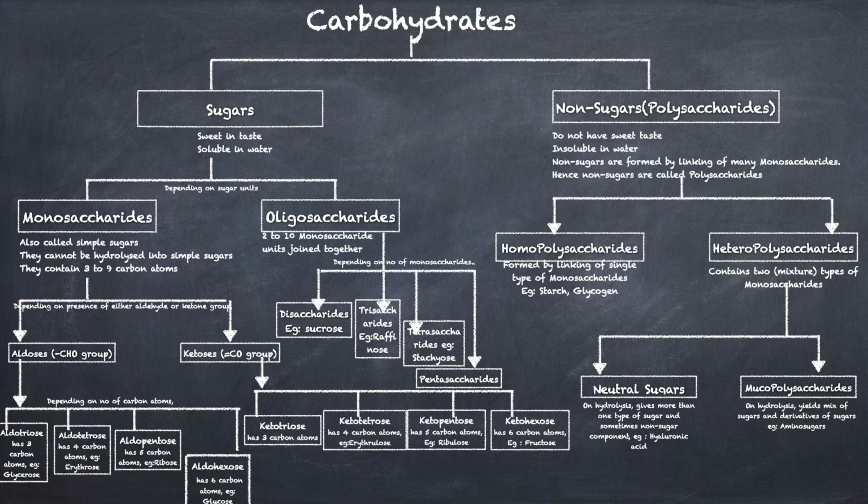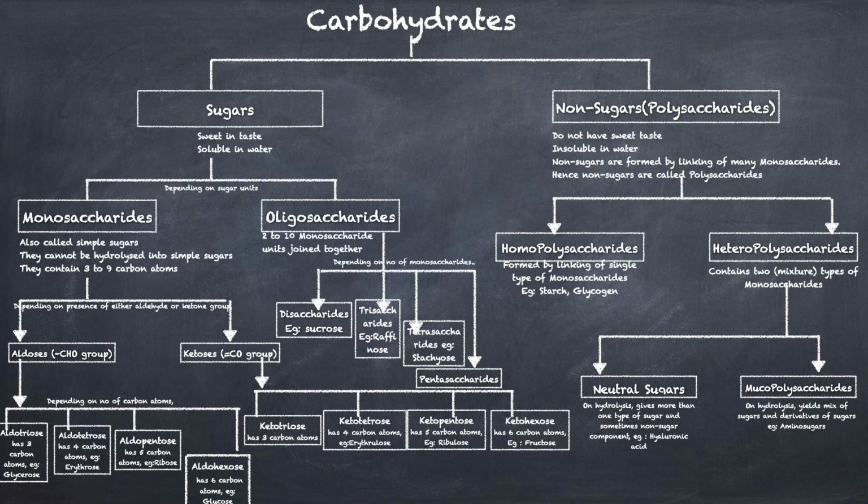Monosaccharides are called simple sugars. They cannot be hydrolyzed into simple sugars. They contain 3 to 9 carbon atoms. So if you take monosaccharides, depending upon the functional group, either it is aldehyde group or ketone group, they are divided into aldoses and ketoses. Aldoses have an aldehyde group, ketoses have a ketone group.